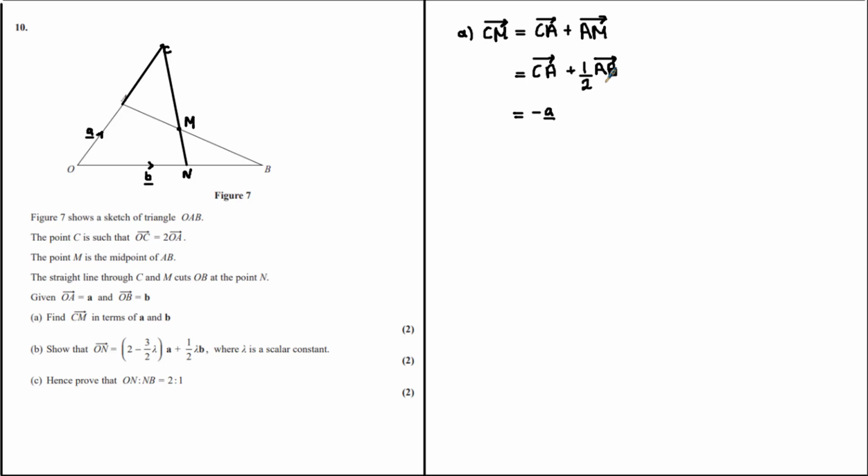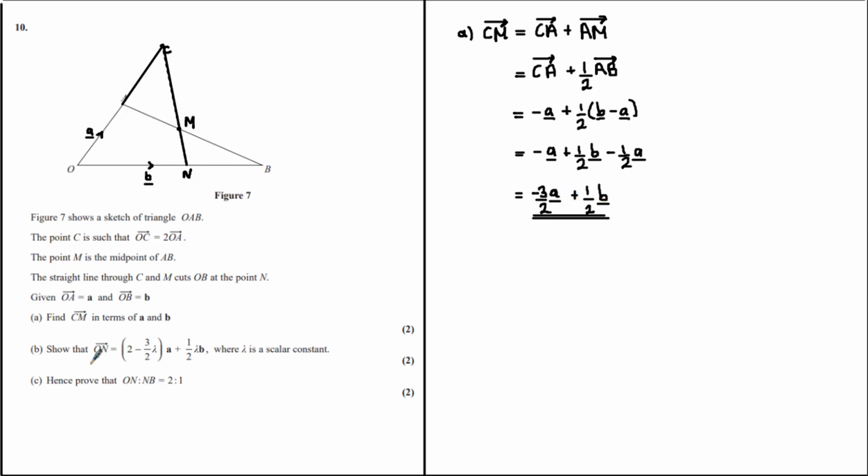Now in order to find half of AB, we first of all need to know how to get the vector AB. And to get the vector AB, we need to go from A to O, which is going backwards, which gives us minus A, plus OB. And therefore this vector can be written as half (B minus A). Okay, expanding out the brackets, we get that this is equal to minus A plus a half B minus a half A. And collecting the like vector terms, we get that CM is equal to negative 3 over 2 A plus half B.